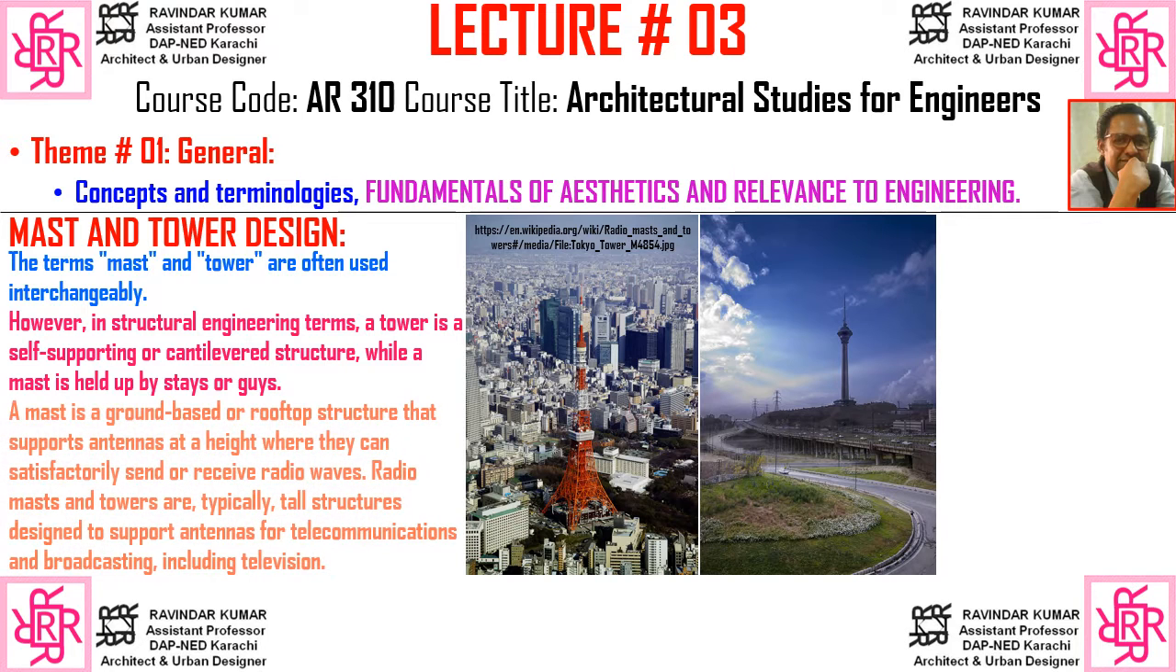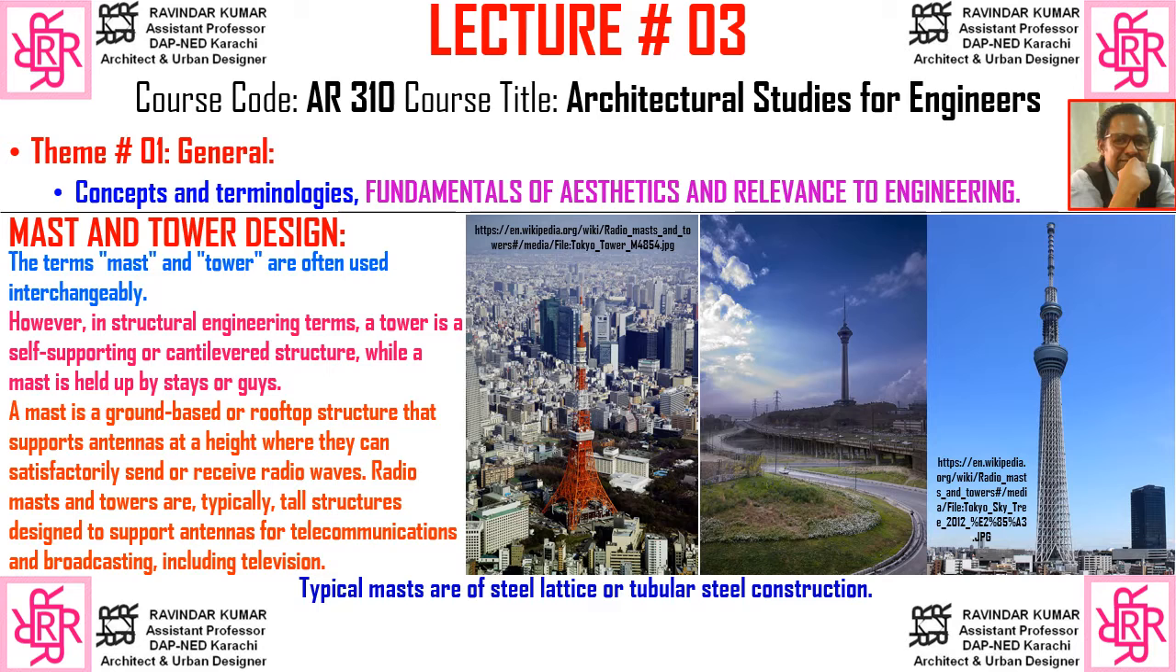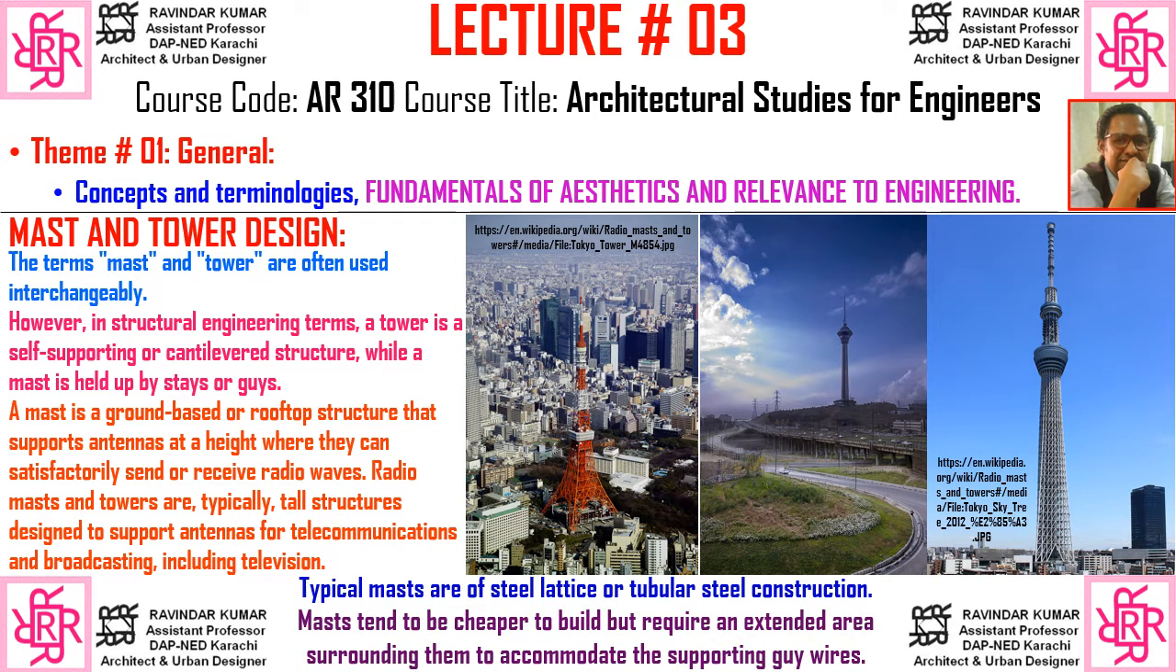See, tower. A mast is a ground-based or rooftop structure that supports antennas at a height where they can satisfactorily send or receive radio waves. Radio masts and towers are typically tall structures designed to support antennas for telecommunications and broadcasting, including television. Typical masts are of steel lattice or tubular steel construction. See the example. Masts tend to be cheaper to build but require an extended area surrounding them to accommodate the supporting guy wires.